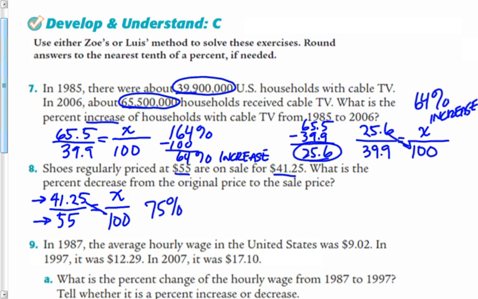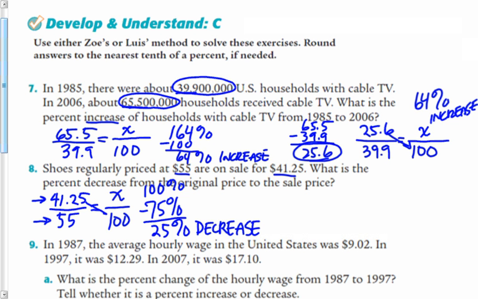The decrease is actually how much I'm getting off of the original price. If we think of the original price as 100% and I'm paying 75%, then my discount is the difference between those, or a 25% decrease. So in this case, I have to subtract that amount from 100.